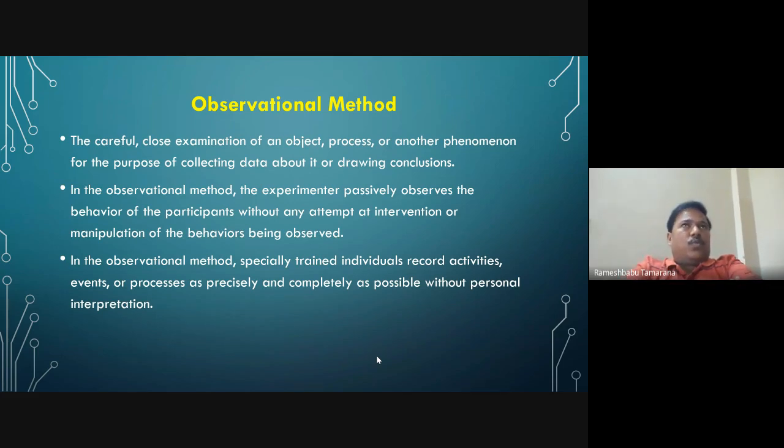What is actually the observational method? It is the careful, very close examination of an object or a process or any other phenomena for the purpose of collecting data about it and or drawing conclusions. So in the observational method, the experimenter or the researcher passively observes the behavior of the participants without any attempt at intervention or manipulation of the behavior being observed.